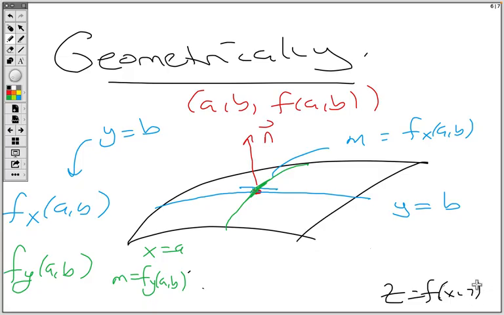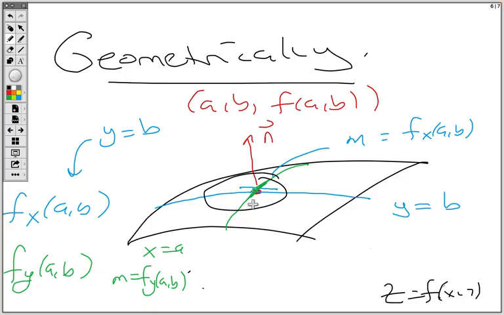Okay? So you hold y constant, in this particular case y equals b. You slice the surface, you get the curve. You take the derivative with respect to x and plug a into it. That's going to give us the slope there, the zx slope. And then do the analogous thing, holding x equals a, taking the derivative. That's going to give us the zy slope. All right.